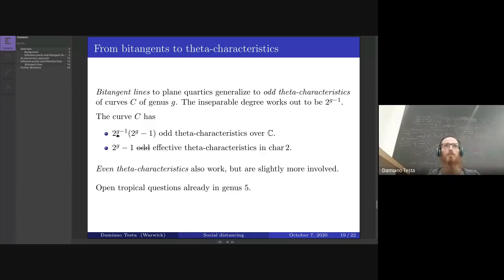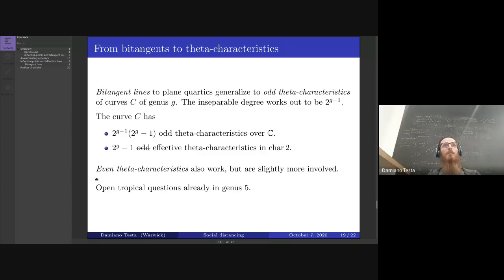So the complex count is 2 to the g minus 1 times 2 to the g minus 1 for the odd theta characteristics, and you just lose the factor 2 to the g minus 1 when you look at the characteristic 2 count. You can also do a similar count for the even theta characteristics, but it's a little bit more involved because there's always a special theta characteristic in characteristic 2 that, in some sense, looks like it's messing up the computations, but it's actually making them work. Because this number here is not a power of 2, and the total number of theta characteristics is a power of 2, so the other one has to be messed up somewhere. So it cannot be divisible by 2 to the g minus 1 either. In fact, it isn't, but you can justify why it isn't.